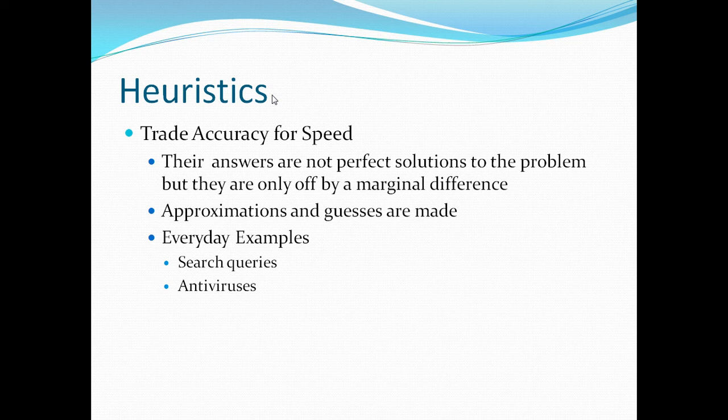So there are many everyday examples for heuristics, including search queries and antiviruses. So with antiviruses, instead of going through the entire computer looking for a virus and what this virus would look like as a string, it looks for common occurrences where viruses are usually placed inside an operating system and how they usually look, rather than going through the entire operating system and trying to read through every single bit to see if a virus is inside that operating system, which would obviously take too long.